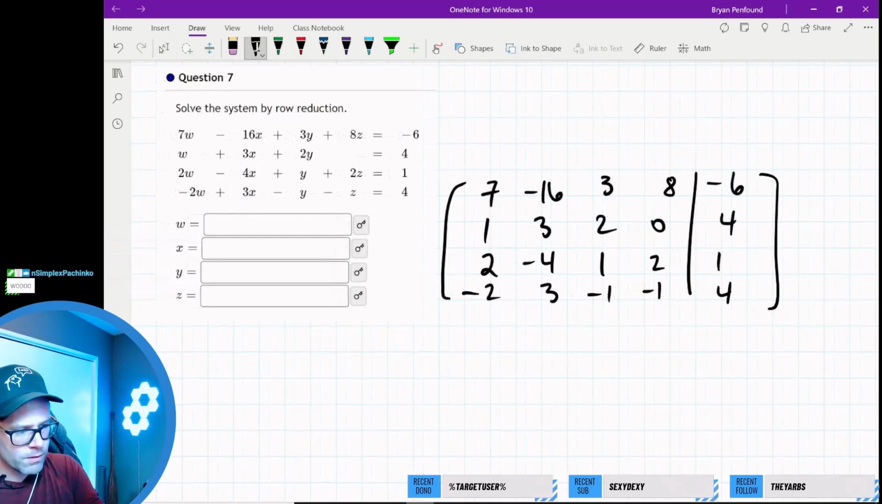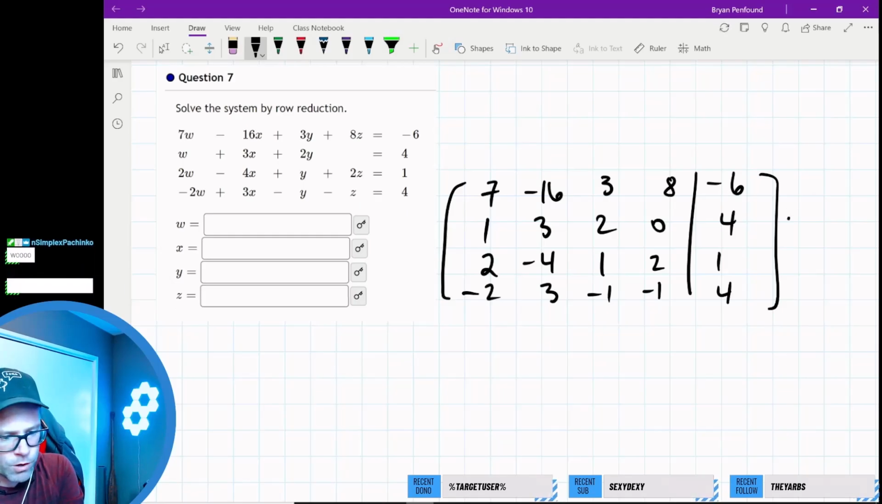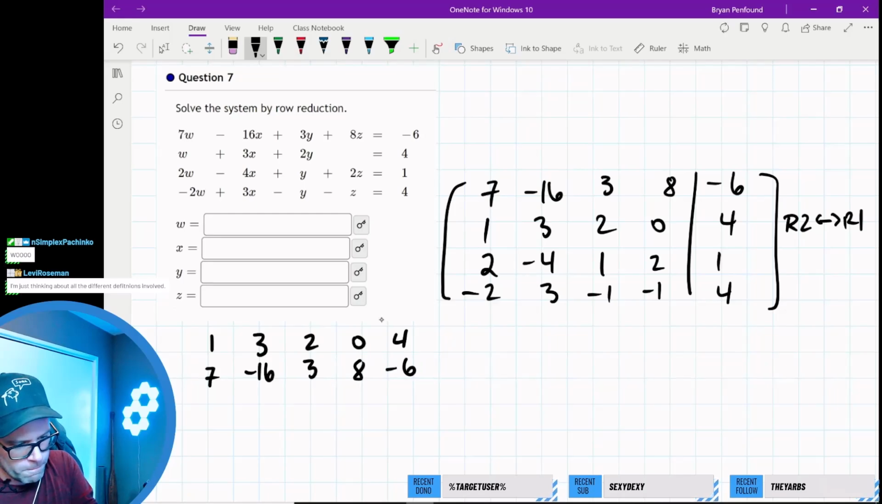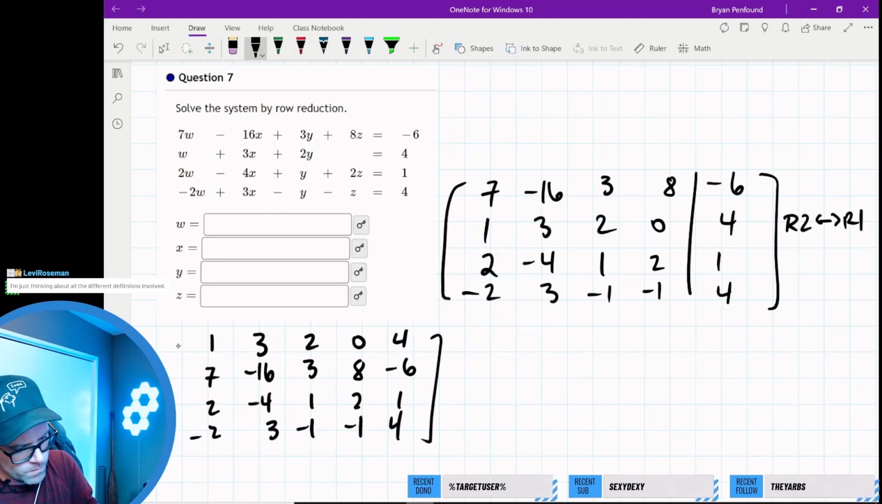But this is probably a spot where I definitely want to take row 2 and swap it with row 1 so I can get that leading one up top. So I need 1, 3, 2, 0, 4. Let's move the 7, negative 16 down. And then we have 2, negative 4, 1, 2, 1, and negative 2, 3, negative 1, negative 1, and 4.